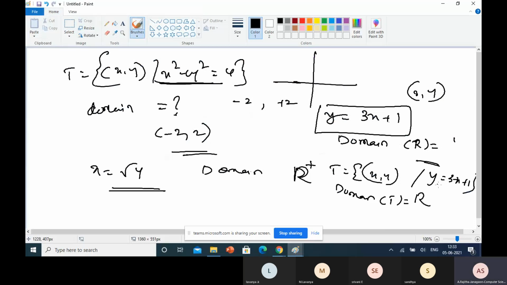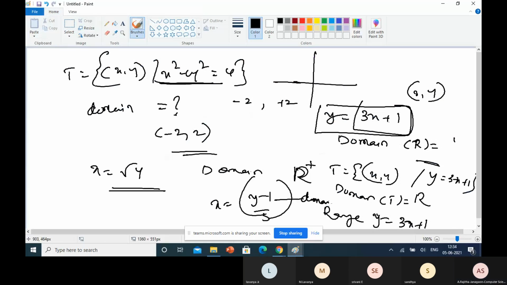It is R, whichever relation this is. This is the relation. Okay, then what is the range? In this case the range is y equal to 3x plus 1. So here x equal to y minus 1 by 3. That means the domain is y minus 1 by 3, and the range is 3x plus 1. Likewise in the earlier case, the domain is -2 to +2 and the range is also -2 to +2. In this case domain and range both are the same. This is the domain and range.